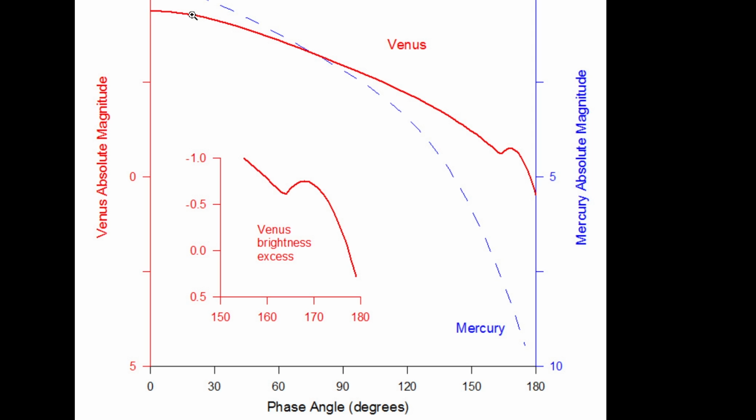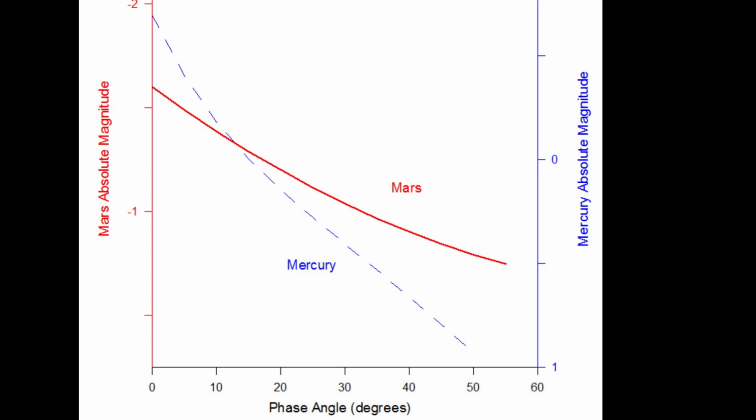For example, for Venus, for the cloudy planet, you'll notice how it's much more shallow, and it actually has this unusual brightness excess right here, usually due to the reflections from its cloud layer. For Mercury, it has no clouds, and it's also a really dark planet, so it has a much steeper phase curve, which is even steeper than planet Mars.